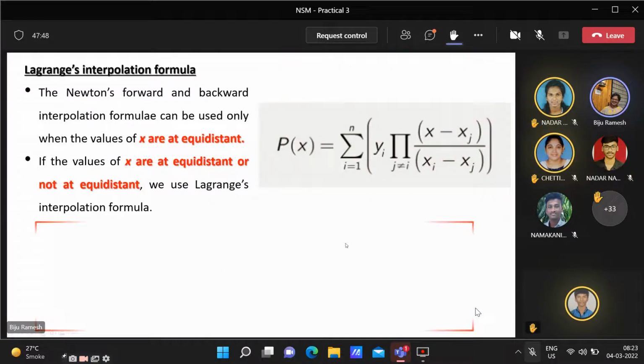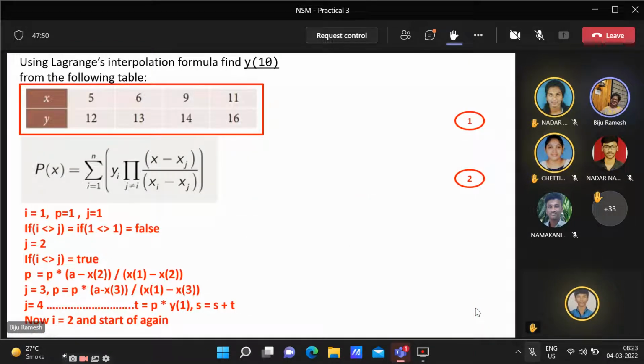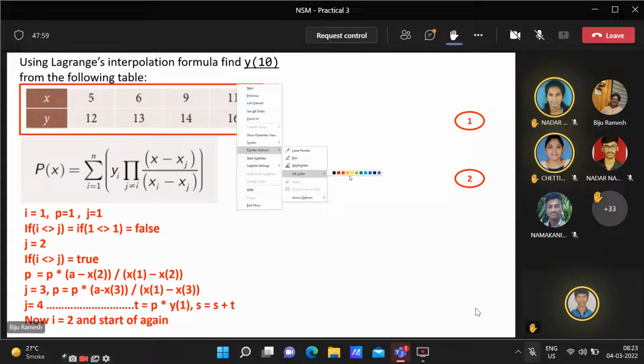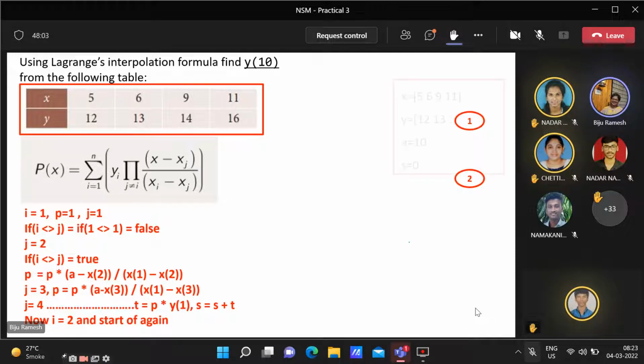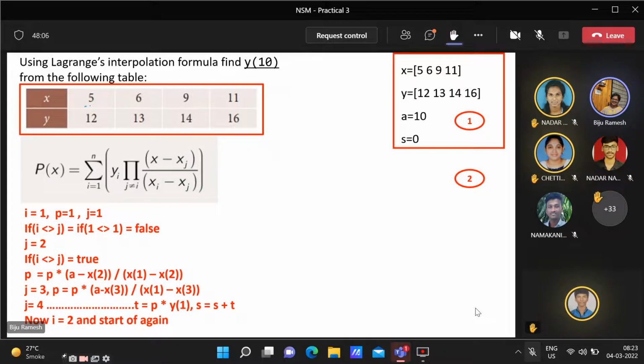So now let us go for writing the code. I have pasted this formula here so that it is easy for you to understand. So first part, of course, you have to assign the values. So these are the x values, and these are the y values. You are asked to find for y of 10, so it is here. So your answer should be between 14 and 16. Okay, so this is the formula.